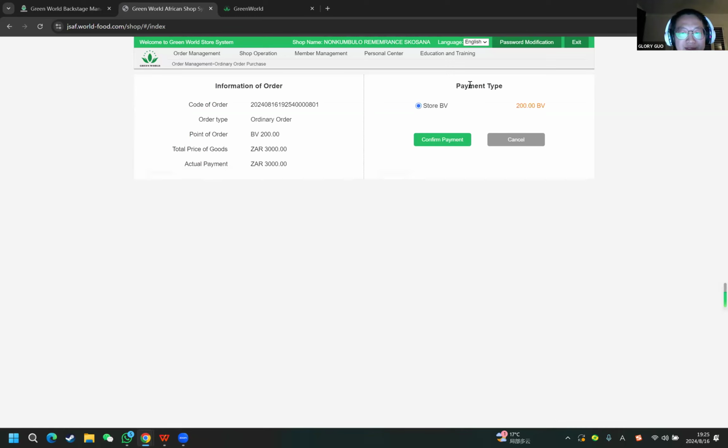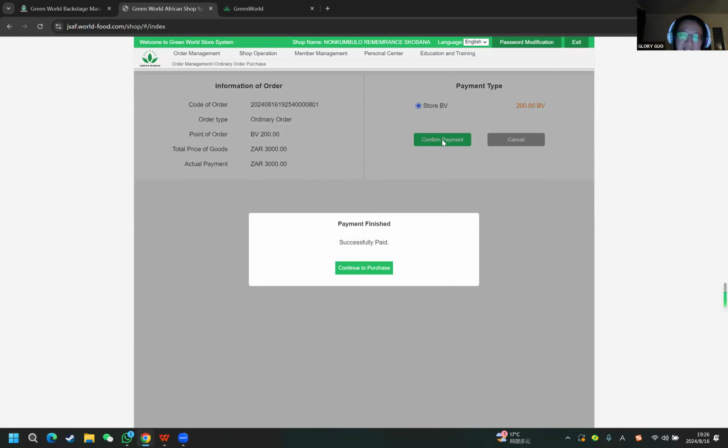We move to the payment type. Here, because you have already loaded 470 BV, you have the right to pay with this BV. You put confirm payment. It says payment finished, successfully paid. This distributor's order is captured to the system directly. You don't have to submit to the branches again, saying that I'm going to relocate those BV to them, 1, 2, 3, 4. No.